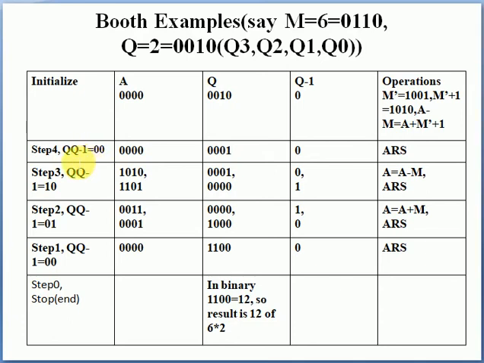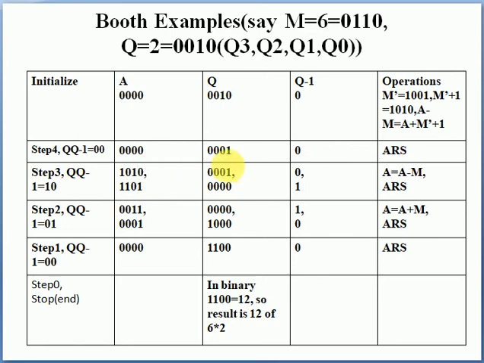Now check the value of Q and Q minus 1. Here Q's most significant bit is 0, and here is 0, so no need for addition or subtraction. Directly we have to perform arithmetic right shift, just one bit shift. Okay, this 0 goes here, 0, then 1 here, then 0, then 0, then this 0 goes here, 0 0 0, then we have to put 0.